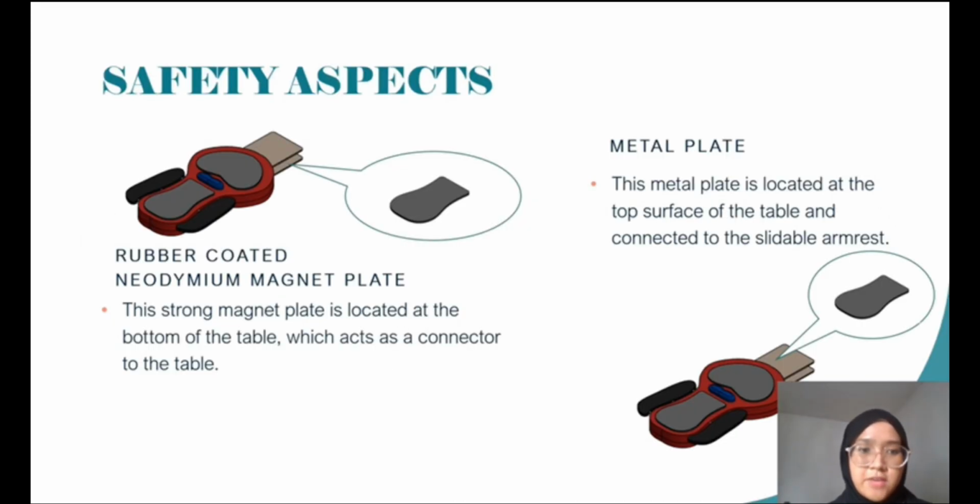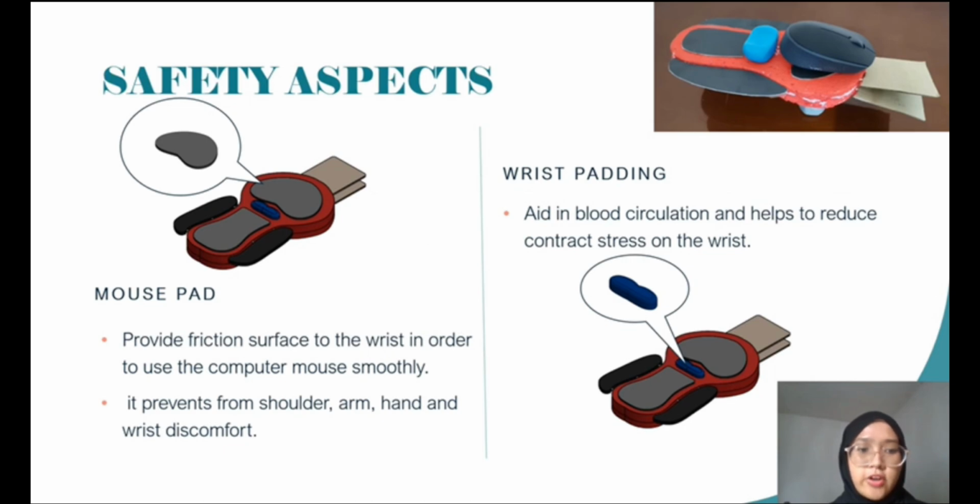Next, we go to the safety aspect for this product. So we have two kinds of plates, which are the rubber-coated neodymium magnet plate and the metal plate. The rubber-coated neodymium magnet plate acts as the connection to the table. This strong magnet plate is located at the bottom of the table. Mouse pad will be included in this product, which promotes a friction surface to the wrist in order to use the computer mouse smoothly. Wrist padding aids blood circulation and will help to reduce contact stress on the wrist.